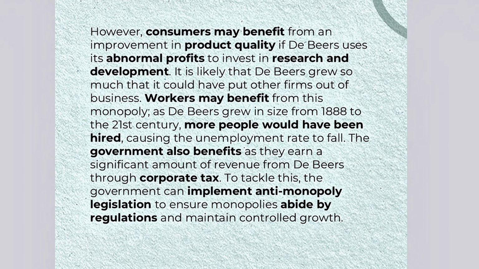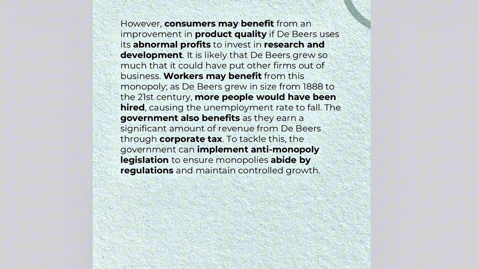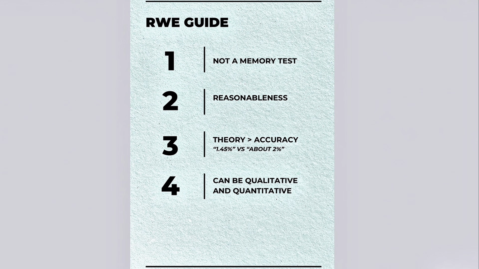Due to their abnormal profits, they can use it for research and development. Workers may also benefit as more people will be hired, causing the unemployment rate to fall. Government also benefits. They also get tax revenue from De Beers via corporation tax. But in order to tackle large firms, they could implement anti-monopoly legislation to ensure monopolies abide by regulations and maintain controlled growth. As you can see from the script, this was not a memory test, and the examples given had a heavy degree of reasonableness to it.